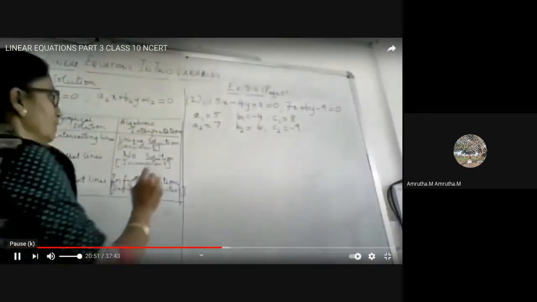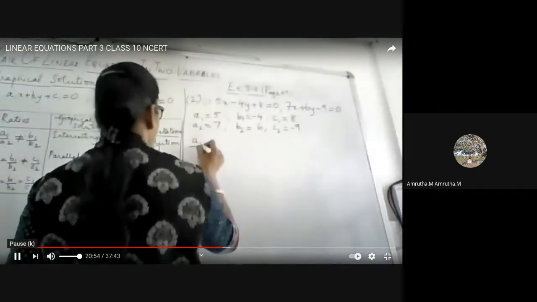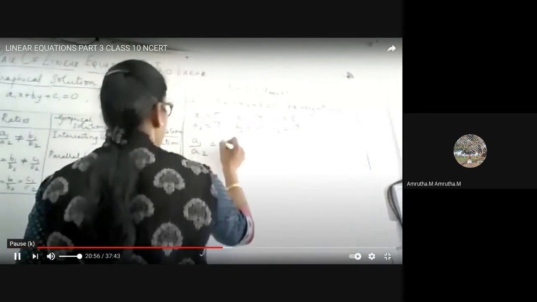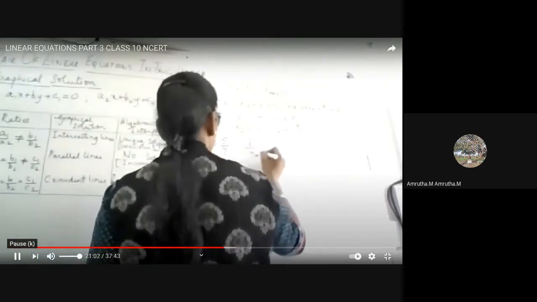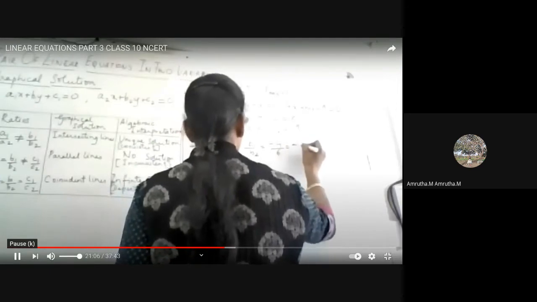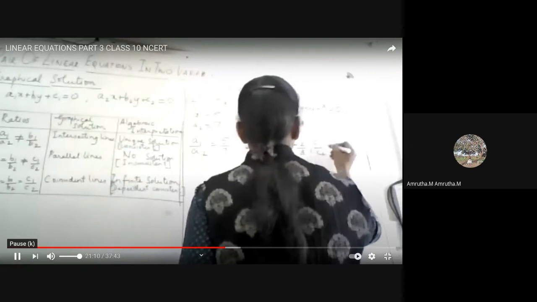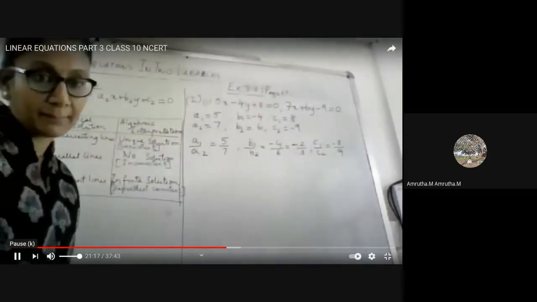Alright, so now I go to the ratios. A1 by A2 is 5 by 7. Then my B1 by B2 is negative 4 by 6, which I can take as negative 2 by 3. And the last one is C1 by C2, which will be negative 8 by 9. 8 by negative 9 or negative 8 by 9, both of them mean the same.